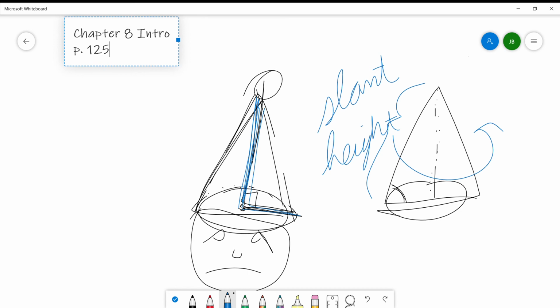Enthusiastic math student says slant height is the distance from the vertex to any point on the circumference of the base. There you go, slant height. And then enthusiastic math student on the bottom says the net of a cone has this weird curvy thing and then the circle for the base. Weird curvy thing is like what they just showed you right there. All right, turn the page, y'all.